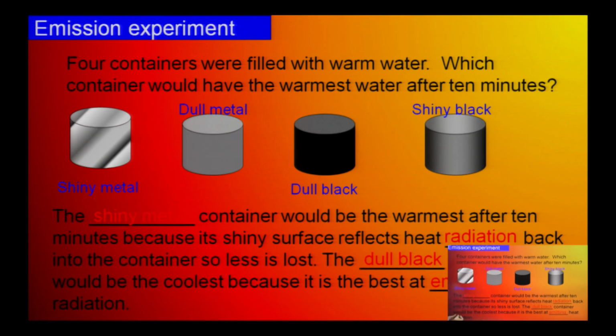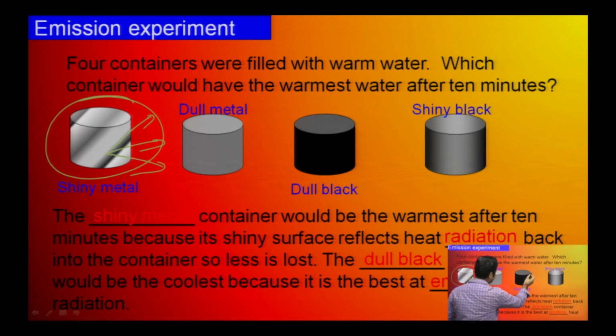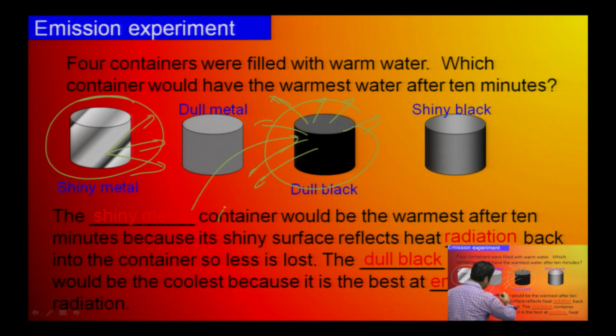So what he's saying is that the shiny metal container would be the warmest, because its shiny surface reflects heat radiation. It is reflecting, whereas the dull black is actually emitting the heat. It is only emitting the heat, and the amount of radiation that is falling over the black surface, if it is a complete black surface, it will absorb everything. Okay, so that's why.